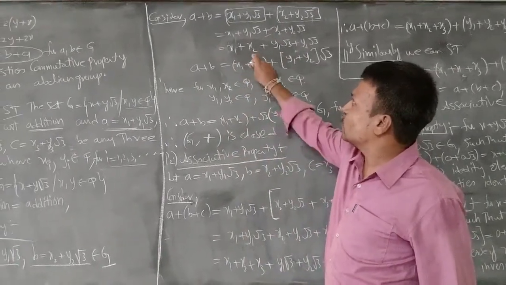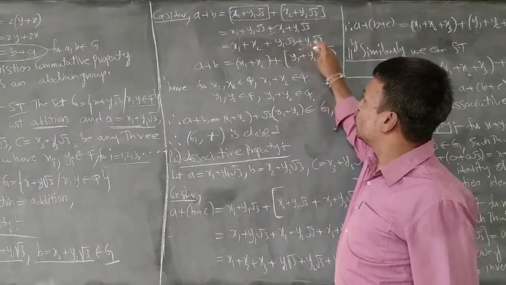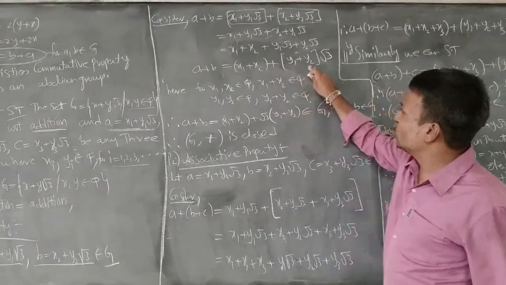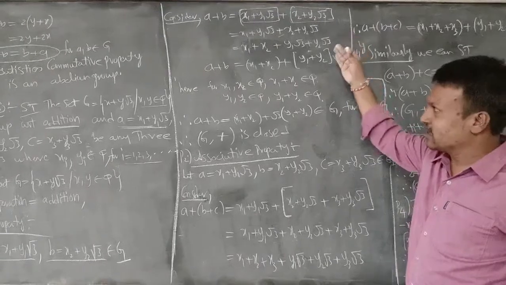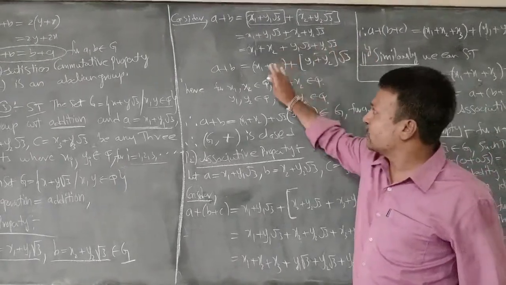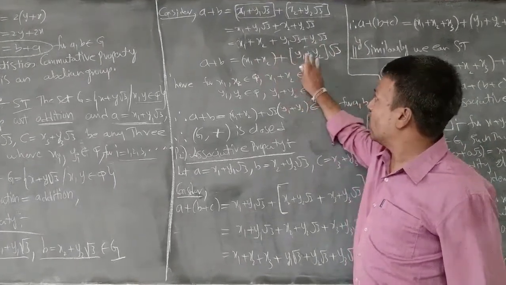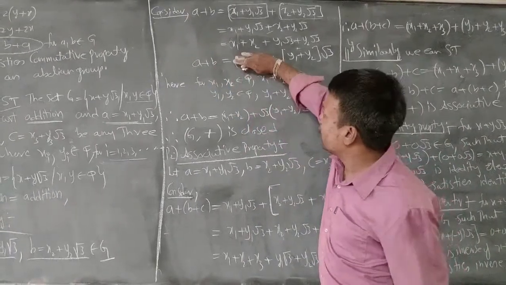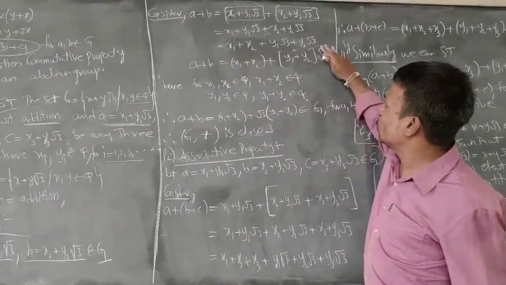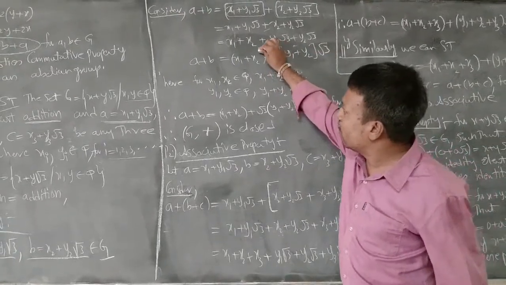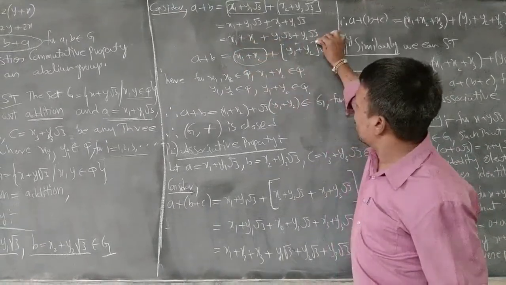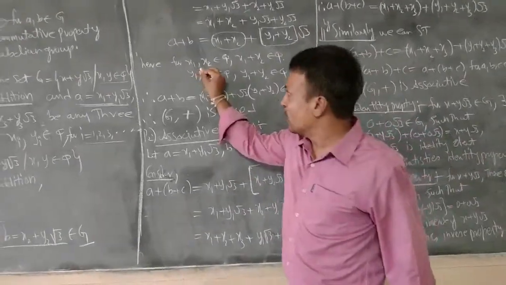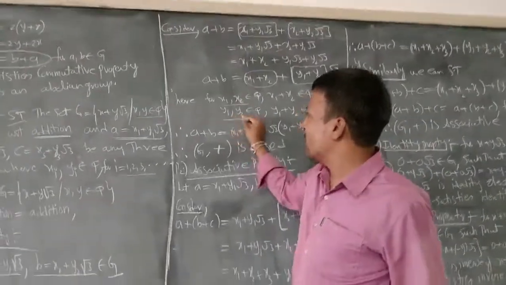So x1 plus x2 plus y1 root 3 plus y2 root 3. I am taking x1 plus x2 as one term, and (y1 plus y2) into root 3 as the next term. Therefore, the resultant value is in the form of x plus y root 3. So a plus b is in the form of x plus y root 3. Here x is x1 plus x2, y is y1 plus y2. Therefore, here I give a conclusion for x1, x2 and y1, y2.